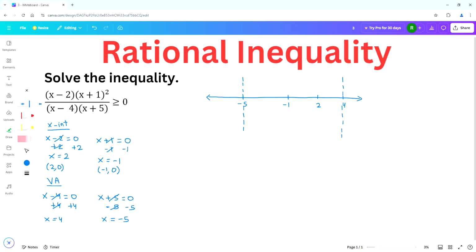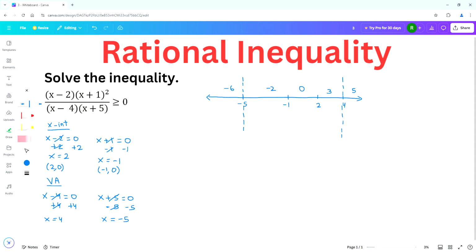On the left side of negative 5, we can use the test value negative 6. Between negative 5 and negative 1, we can use the test value negative 2. Between negative 1 and 2, we can use the test value 0. Between 2 and 4, we can use the test value 3. And to the right side of 4, we can use the test value 5.